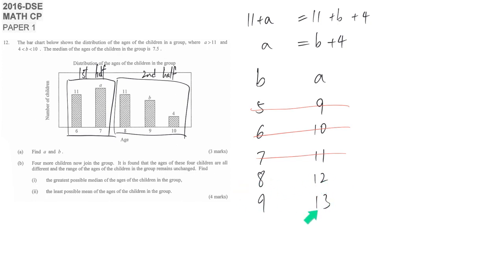So we have two combinations that fulfill our requirement. We don't have any other method to exclude either one, so you have to accept that we have two solutions that satisfy the same condition. That's why we draw our conclusion: A is equal to 12, B is equal to 8. Or the second case, A is equal to 13, while B is equal to 9.